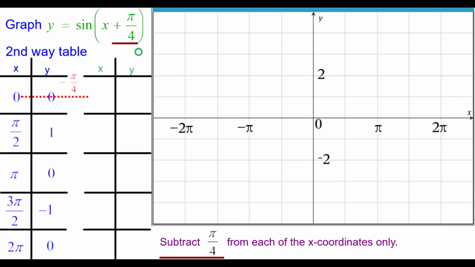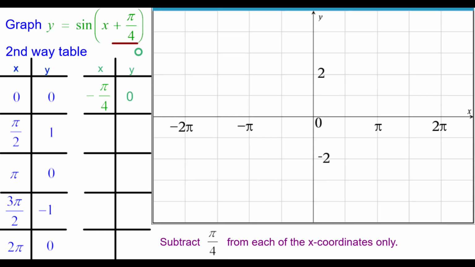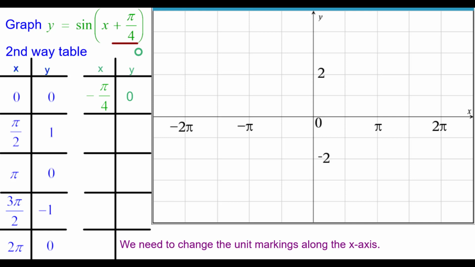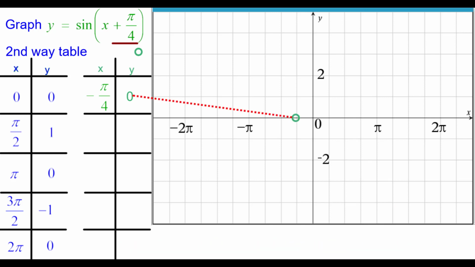So 0 minus pi over 4 is negative pi over 4. Again, the y coordinates remain the same at 0. Pi over 2, looks like we need to change the units along the axis again. So we need to mark off every pi over 4 along the x-axis. Pause as needed. So now we can plot (negative pi over 4, 0).